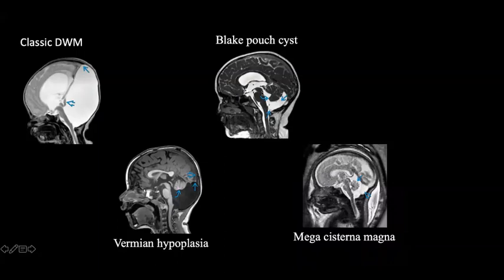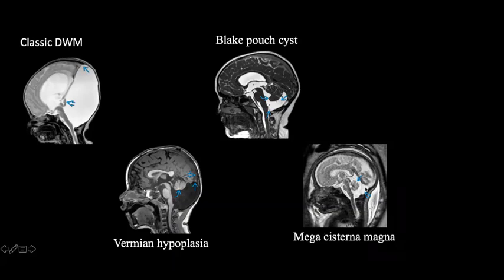And then this is a Blake pouch cyst. So the tegmentovermian angle is the angle between these two areas, between the surface of the vermis and then the tegmental surface. And this angle here becomes increased. That's the cyst here. So this is on a heavily weighted T2 sequence. You see the wall of the cyst, or sometimes you can see the choroid plexus on post contrast wrapping around the inferior surface of the fourth ventricle.